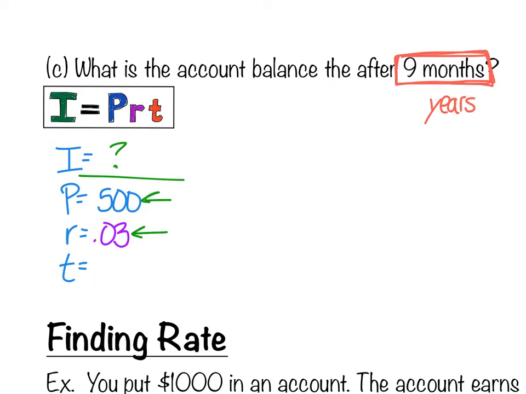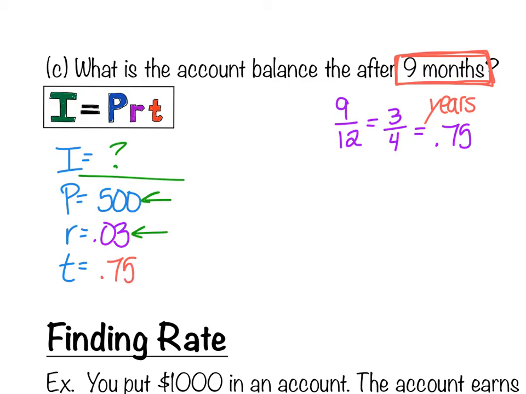So we don't want to write 9. What we have to think is how many months are there in a year? And there are 12 months in a year. So 9 months would be 9 out of the 12, which reduces to 3/4, which actually as a decimal, because I want to use my calculator here, is 0.75. So this is 0.75 of a year, and that's what I'm going to plug in for time, is 0.75.